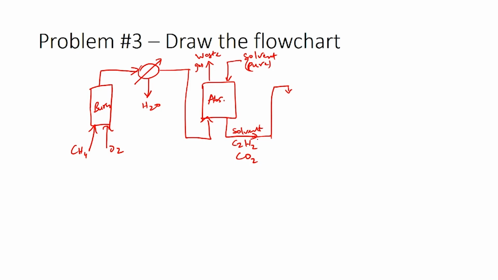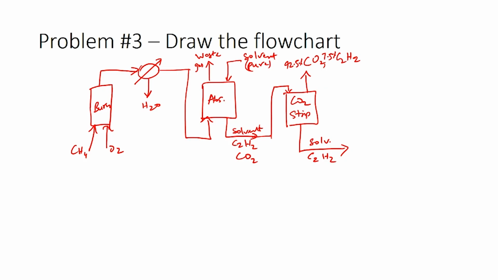Now this solvent which carries the acetylene and carbon dioxide is sent to a CO2 stripper, where carbon dioxide gas is removed along with acetylene gas, and it has been told that the composition of this is 92.5% carbon dioxide and the rest 7.5% is acetylene. So, you have a liquid stream leaving which would contain solvent and C2H2 only, all the CO2 is removed in the gas phase.